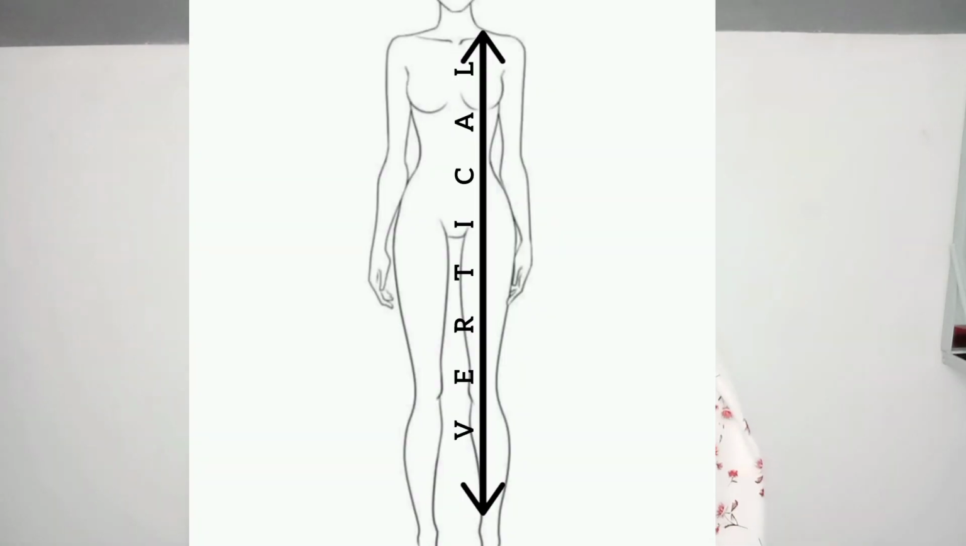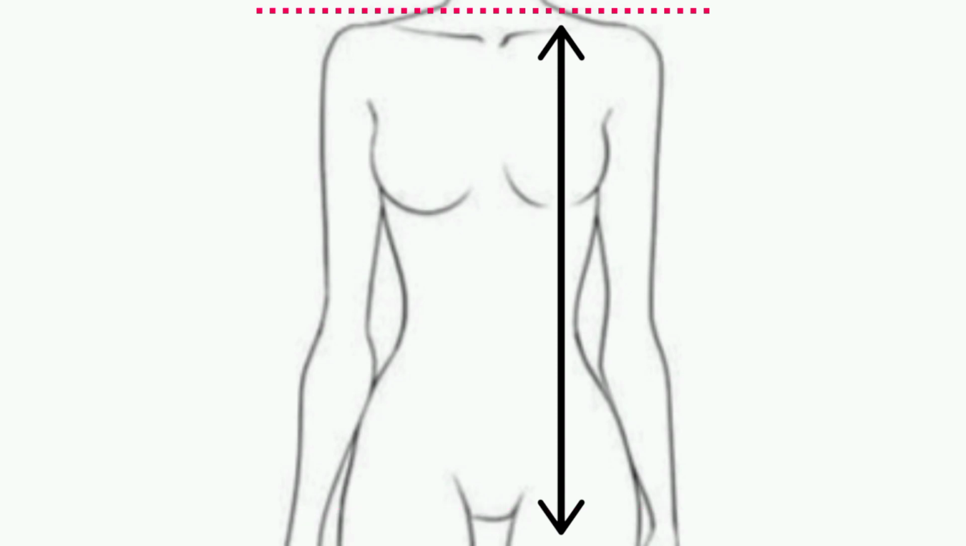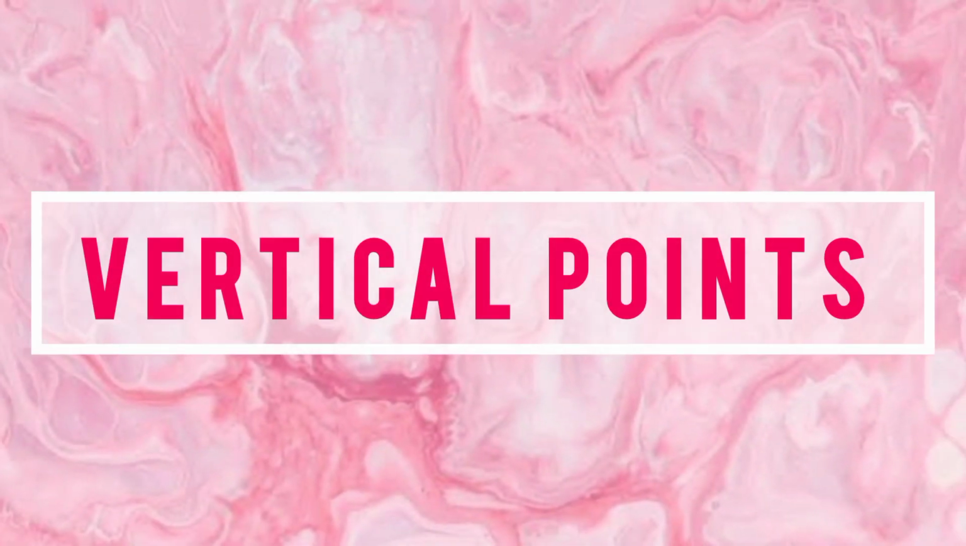The vertical measurement of the body has to do with from our shoulder, the apex of our shoulder, to our ankle. Since we are talking about a basic bodice pattern, we are only going to be taking from our shoulders to our hips. When taking your vertical measurement, you are basically determining the length of your dress. And not only that, you will also be determining your body points.